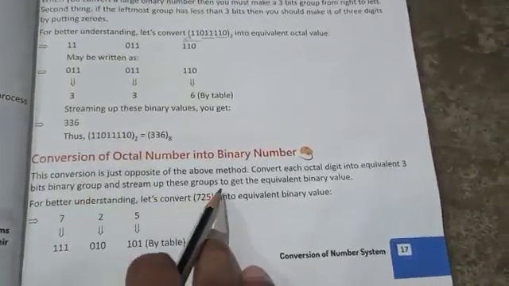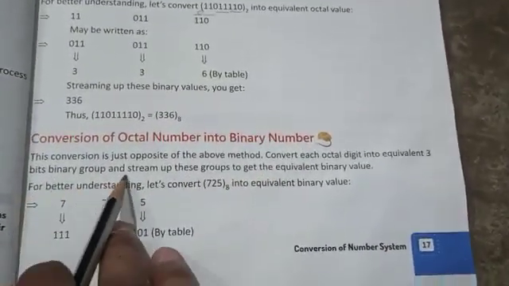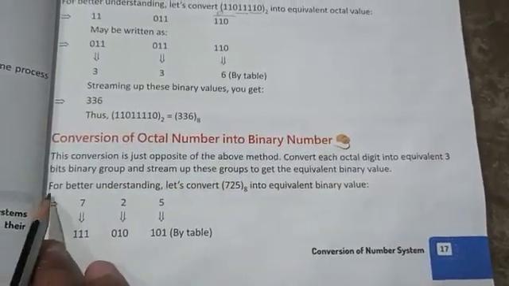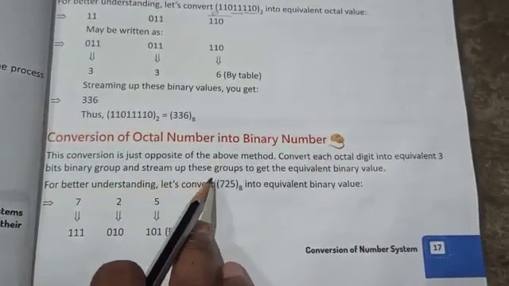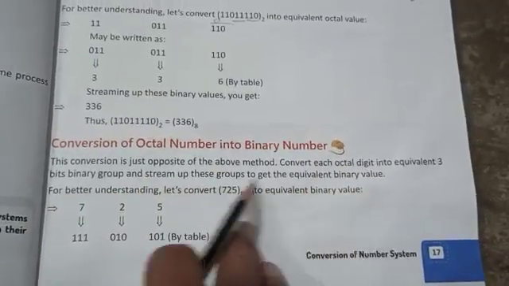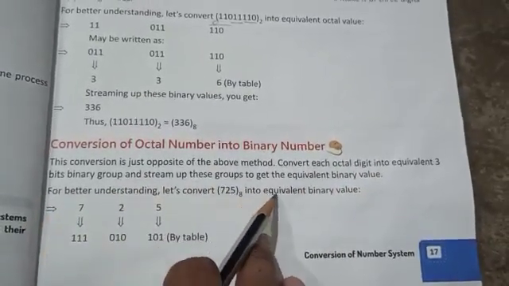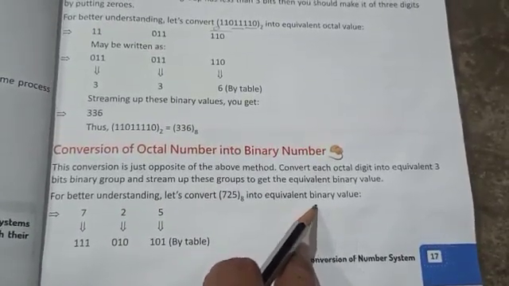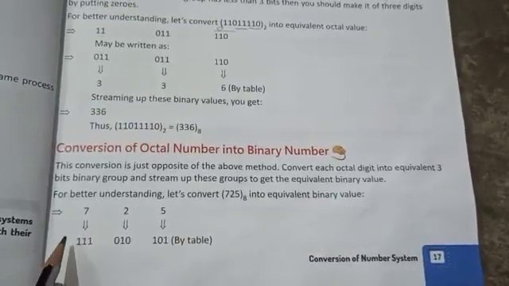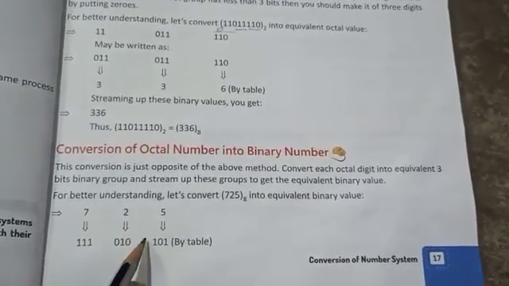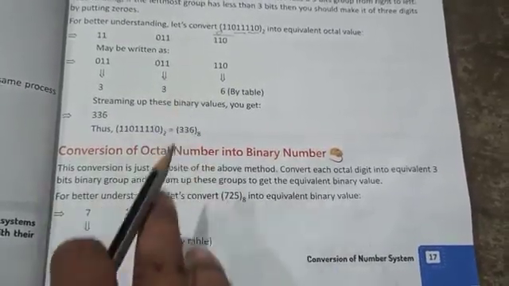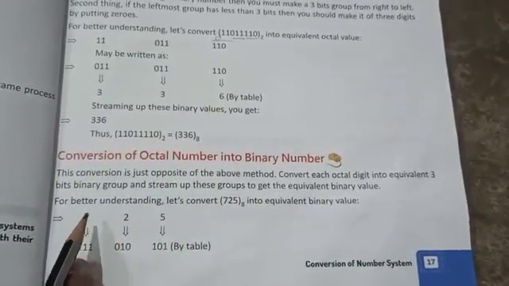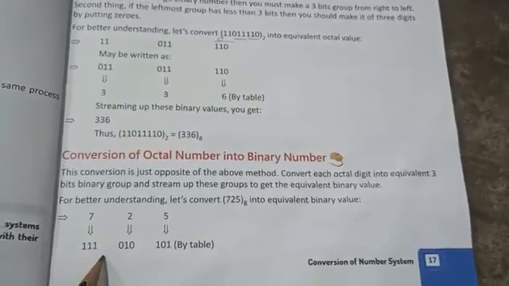Now conversion of an octal number into a binary number. This conversion is just the opposite of the above method. Convert each octal digit into its equivalent 3-bit binary group and string these groups together to get the equivalent binary value. For better understanding, let's convert octal 725 into its equivalent binary value. So how? We write 7, 2 and 5 and write their binary form from the table. This 5 is 101, 2 is 010, 7 is 111 by the 8 4 2 1 code.